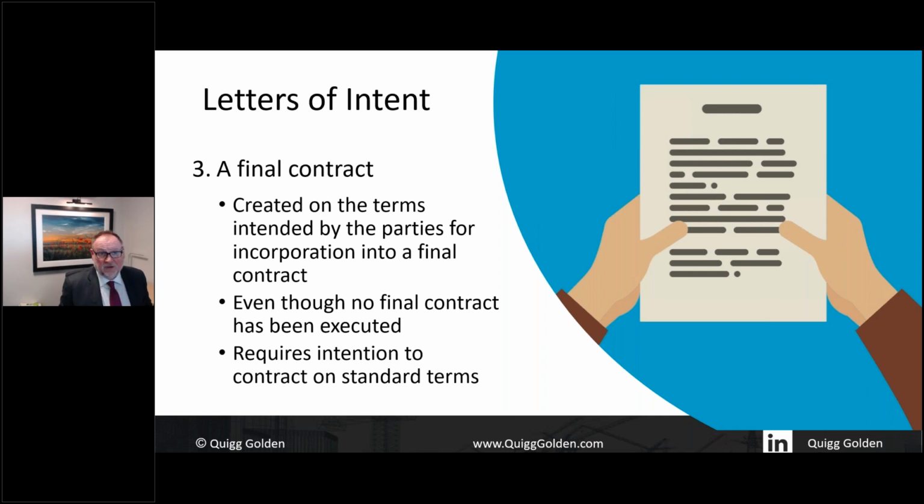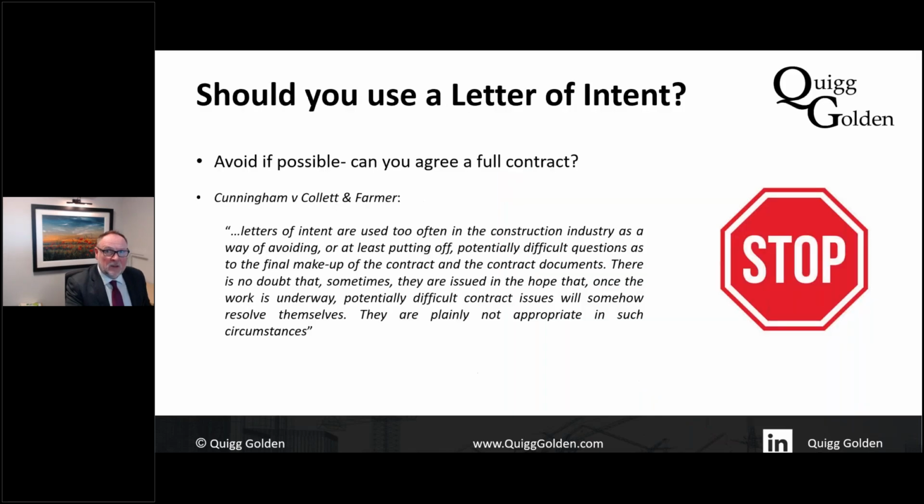Sorry, there's an in-between slide, and that's just in relation to a final contract. So in fact, even though the main final contract is being negotiated, because of the way the parties have worded the letter of intent, it becomes the final contract. Okay, that does happen through poor drafting.